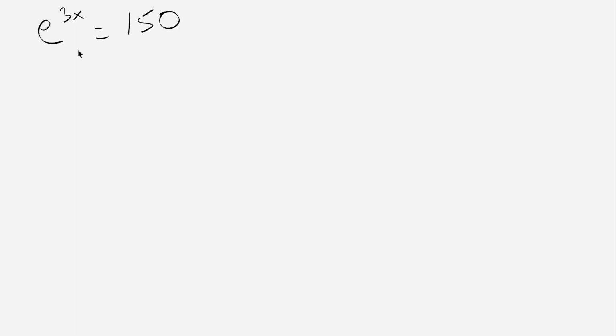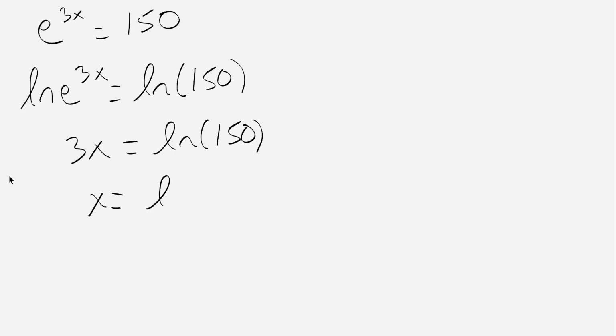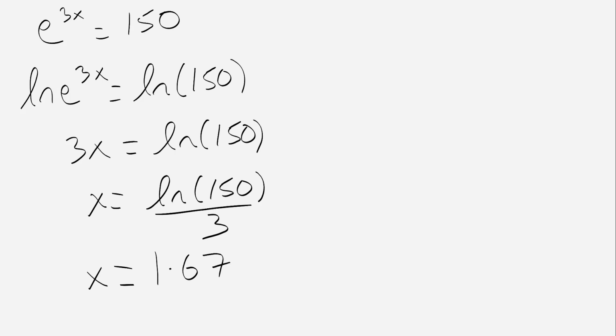So let's have a look at another example. e to the power of 3x is equal to 150. We've already seen that in order to solve for the power, you take the natural log of both sides. So the ln of e to the power of 3x equals the ln of 150. And we know that the ln of e to the power of 3x is simply 3x, which is equal to the ln of 150. So if 3x is equal to the natural log of 150, then x is equal to the natural log of 150 divided by 3. Then we just put that into our calculator, and we'll get x is 1.67.